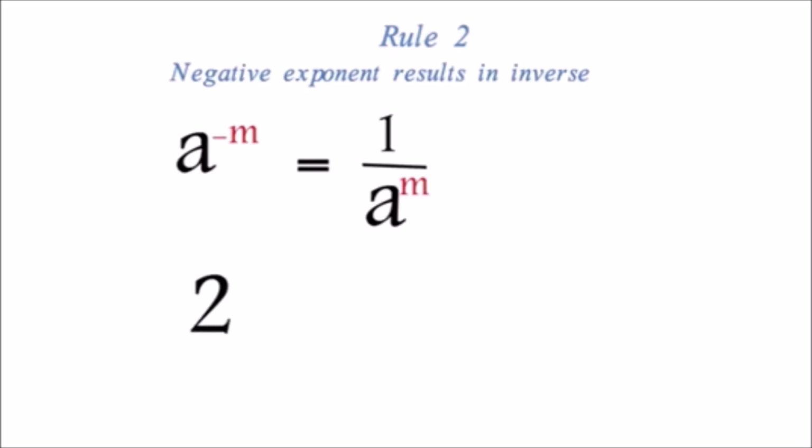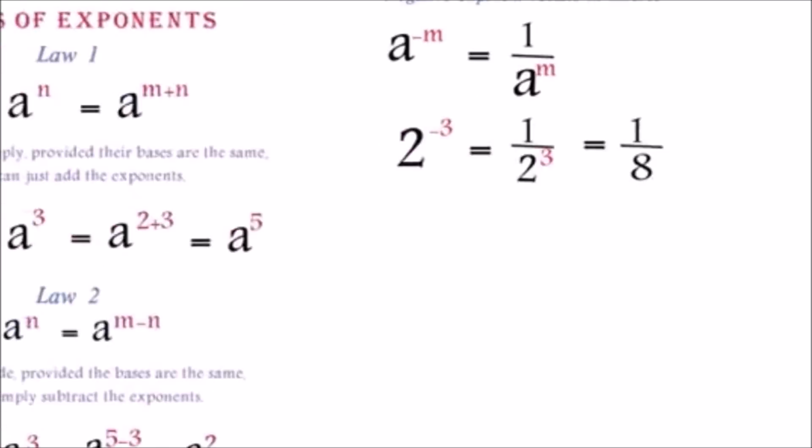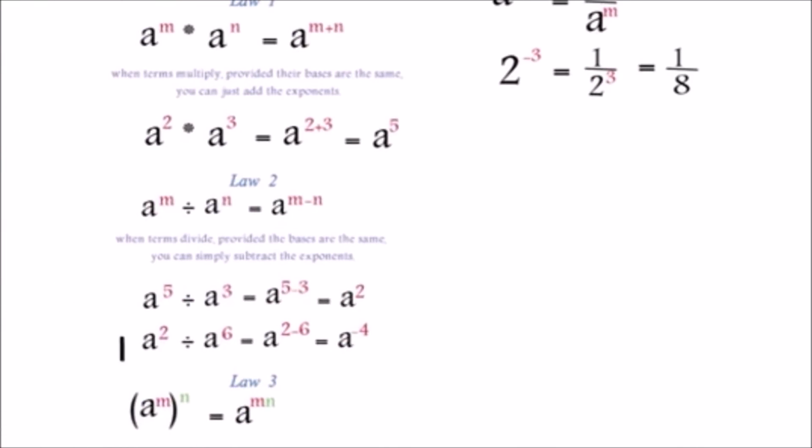Example: 2 exponent negative 3 is equal to 1 over 2 exponent 3, which is equal to 1 over 8. So going back to the second example of Law 2, where we had a exponent negative 4, we now know we can write it as 1 over a exponent 4. Your ability to move between these two will make the next lesson easier to understand.